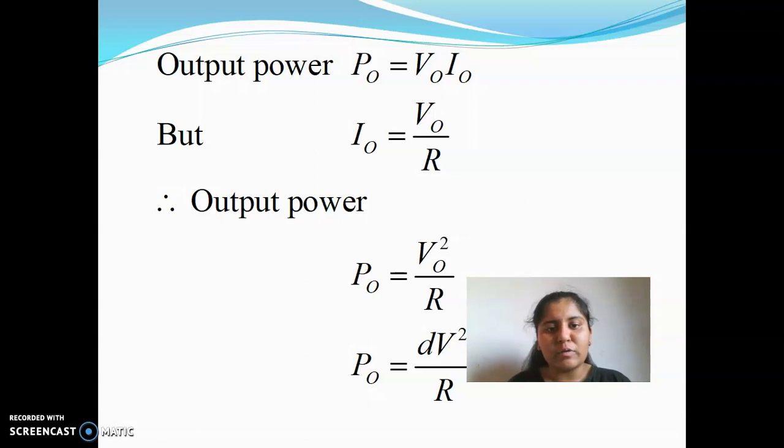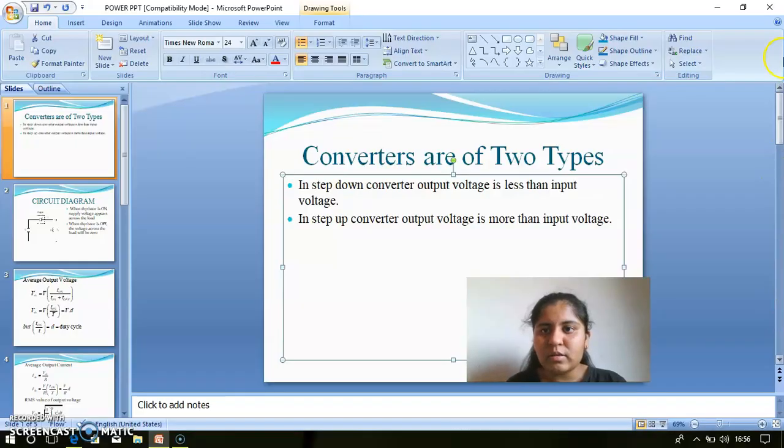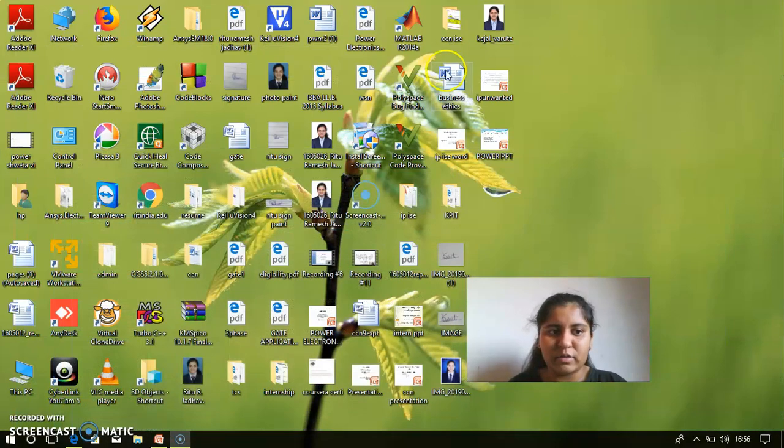When we calculate the output power, it is the multiplication of V0 into I0, which is D V square upon R. And we are going to see the simulation of the buck converter.